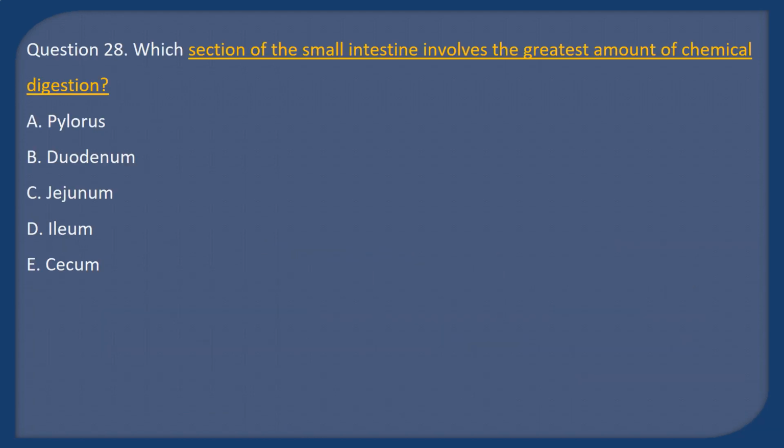Question 28. Which section of the small intestine involves the greatest amount of chemical digestion? A. Pylorus, B. Duodenum, C. Jejunum, D. Ileum, E. Cecum.